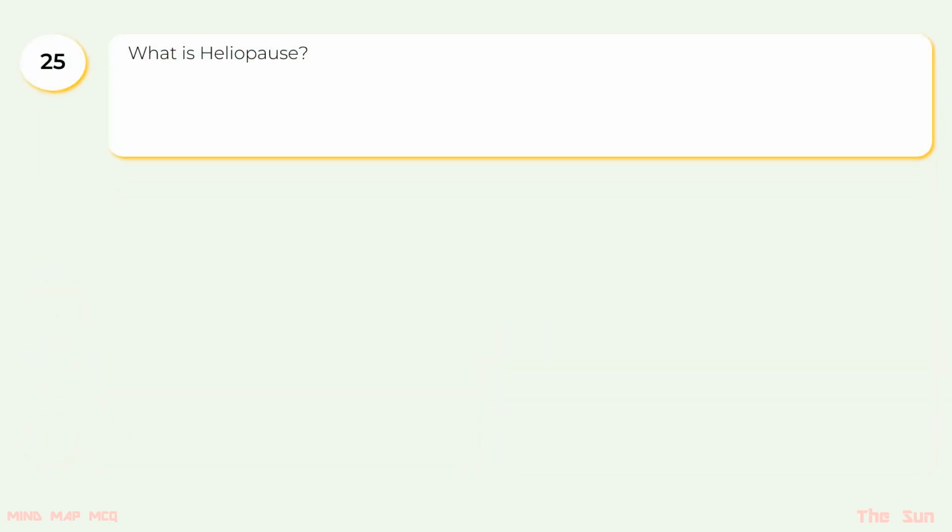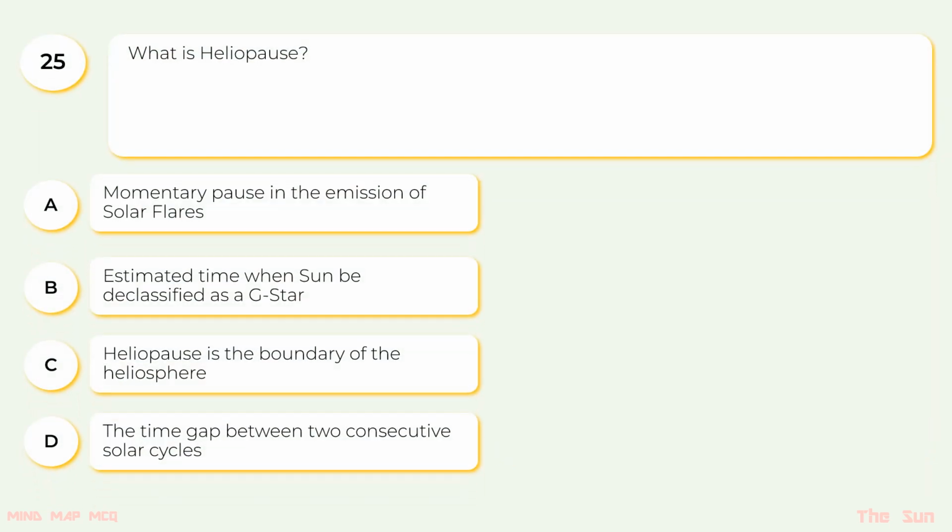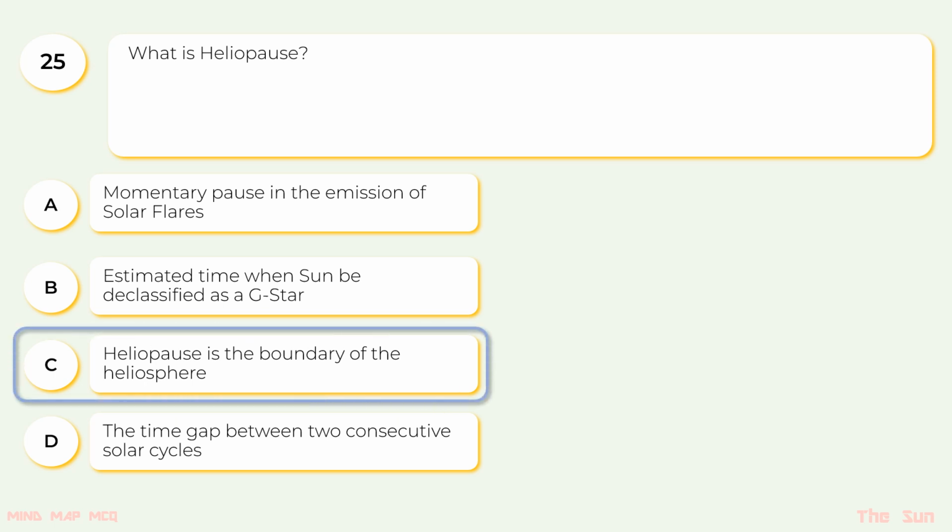What is heliopause? A, momentary pause in the emission of solar flares. B, estimated time when the sun will be declassified as a G star. C, heliopause is the boundary of the heliosphere. D, the time gap between two consecutive solar cycles. The correct option is option C. Heliopause is the boundary of the heliosphere.